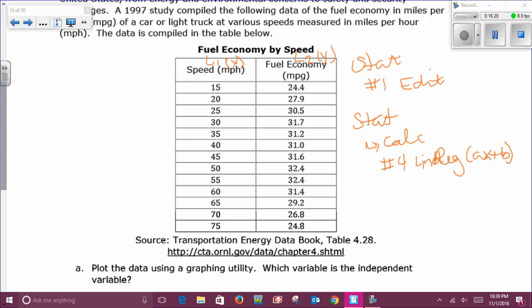Alright, hang on, let me just double check something. Yeah, forget I said this. My bad. We don't want to do a linear regression. What I want you to do is see here, sorry. If I were to plot a picture of it.